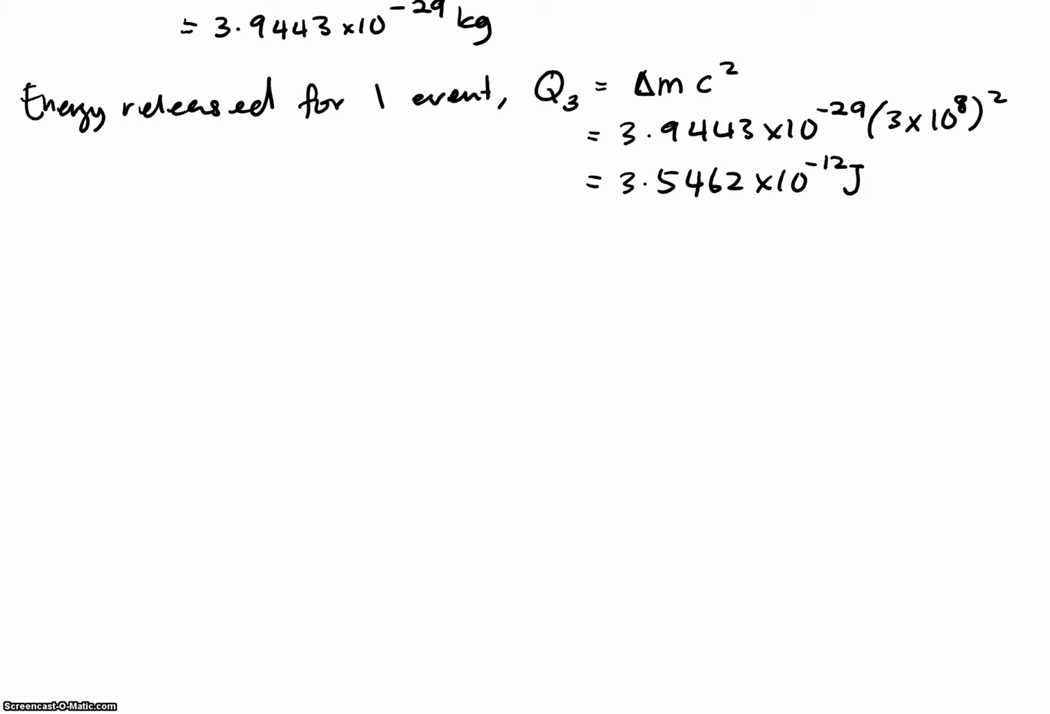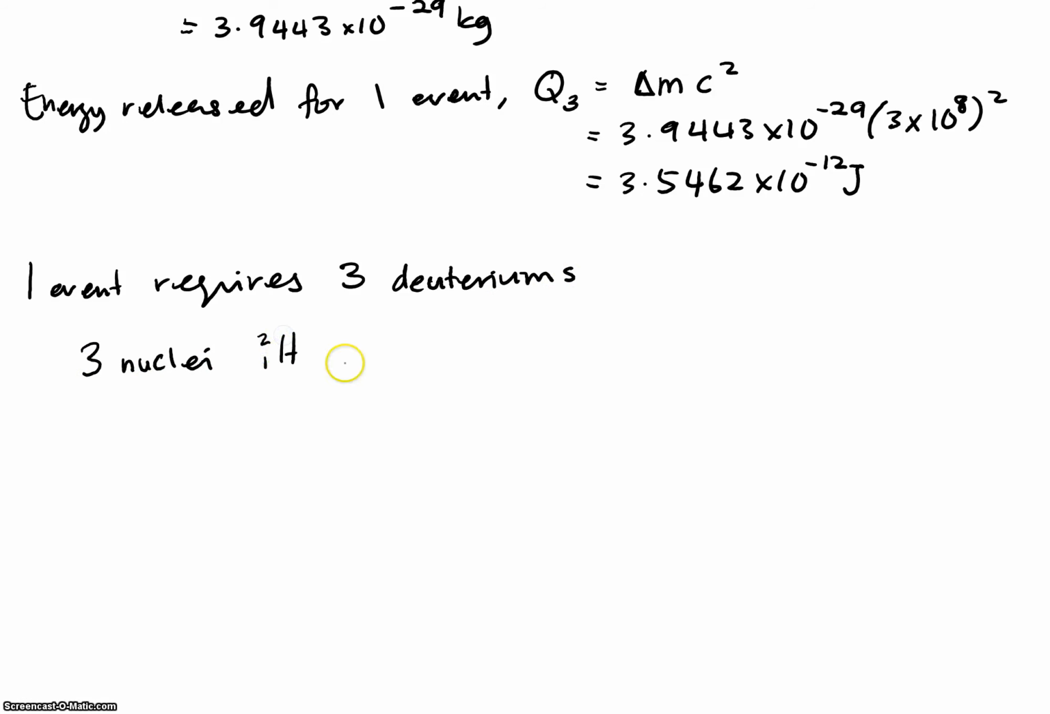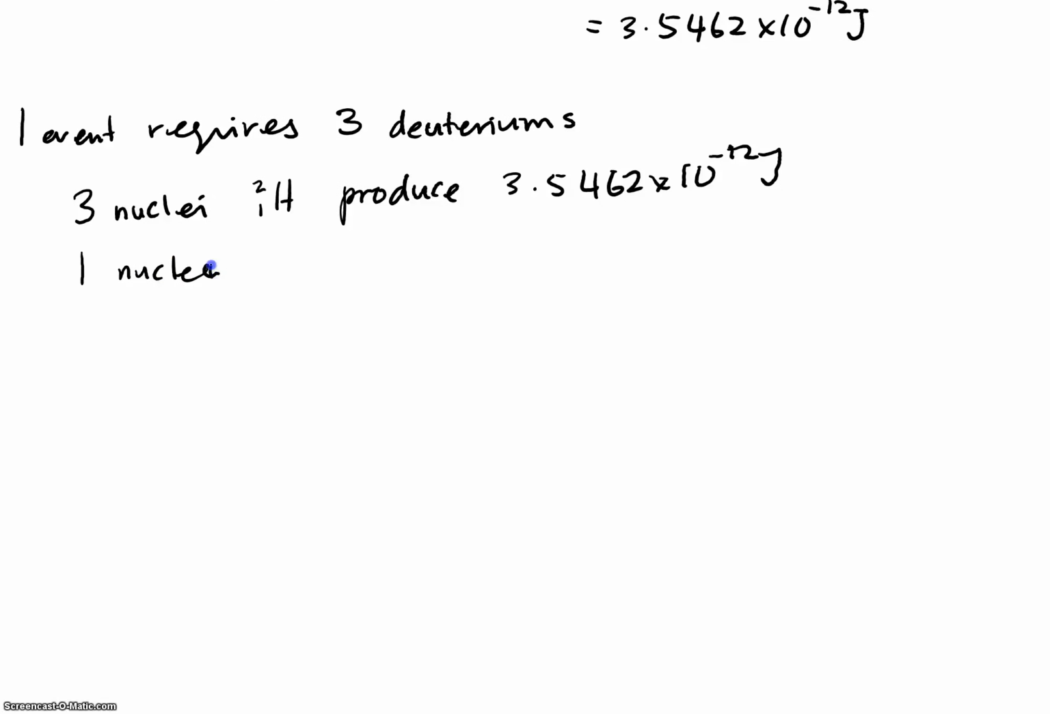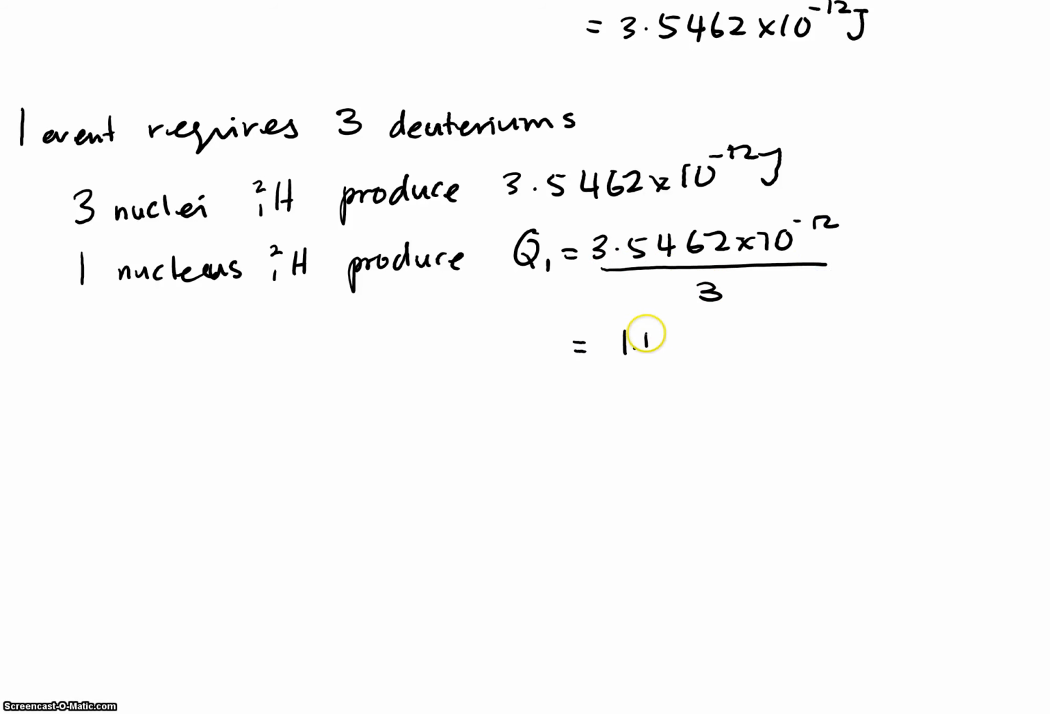Right, next we continue. After we get the energy release for one event, we know that one event requires 3 deuterium. So 3 nuclei of deuterium produce 3.5462 times 10 to the power of negative 12 joules. It means that one nucleus of deuterium can produce, I'm going to put it here as Q1 because this is one nucleus, 3.5462 times 10 to the power of negative 12 divided by 3. So you're going to get 1.1833 times 10 to the power of negative 12 joule.